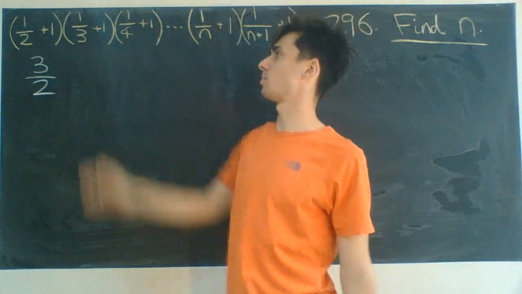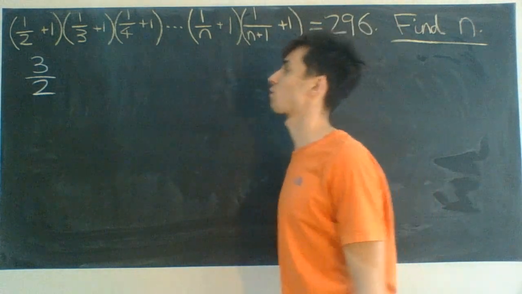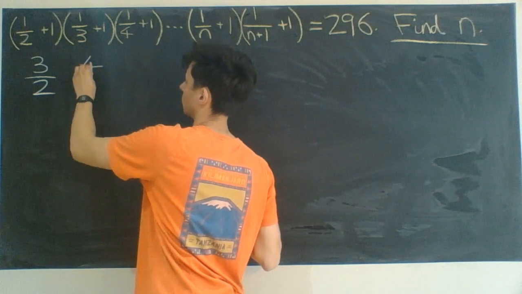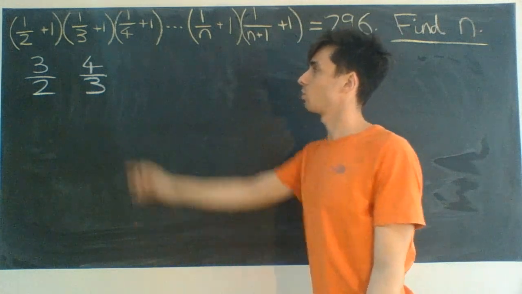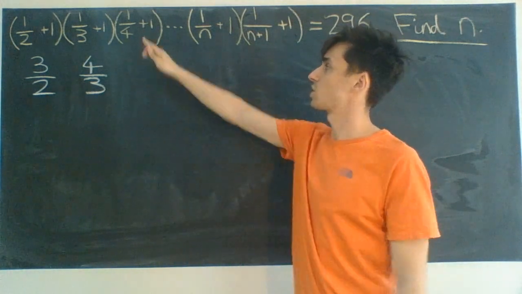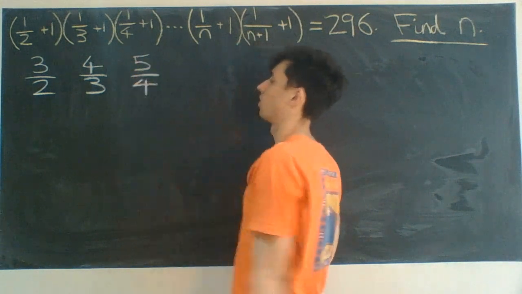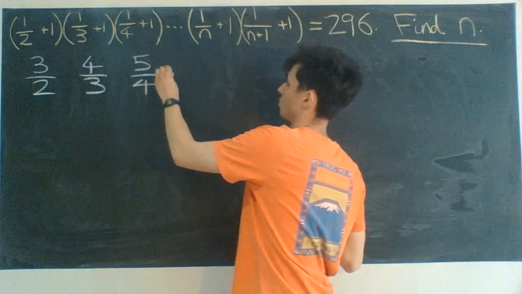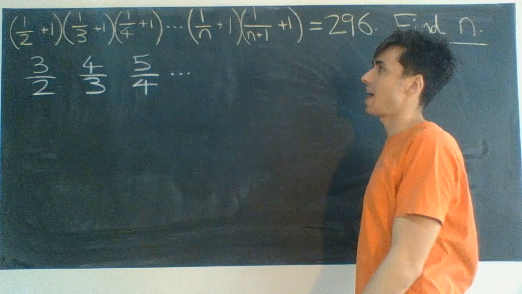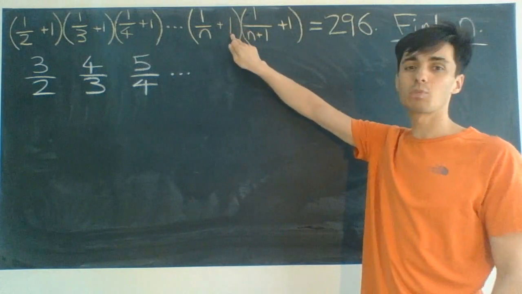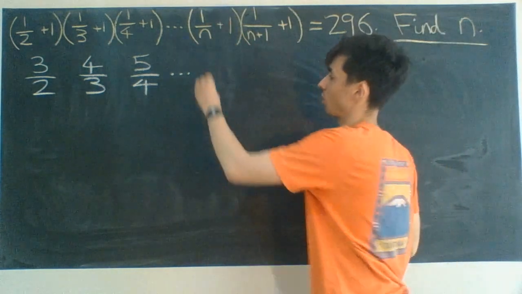And for 1/3 + 1, well, we've got 1/3 + 3/3. So that's going to give us 4/3. For 1/4 + 1, well, 1 is 4/4. So we've got 5/4 here. And then we can add in our dot, dot, dot. And we're finishing up with 1 over n. Well, 1 could be written as n divided by n. So we've then got (n + 1) over n.